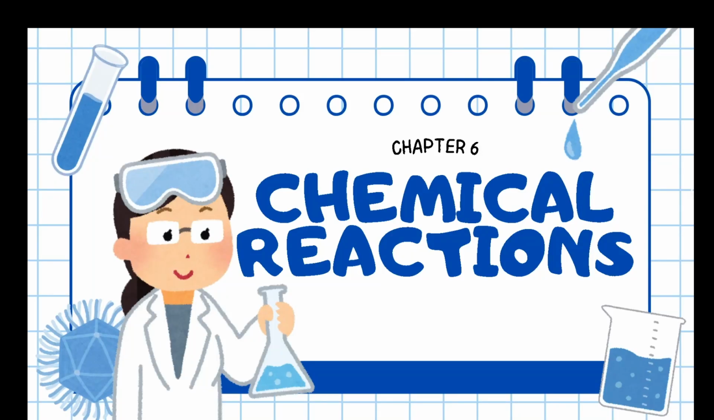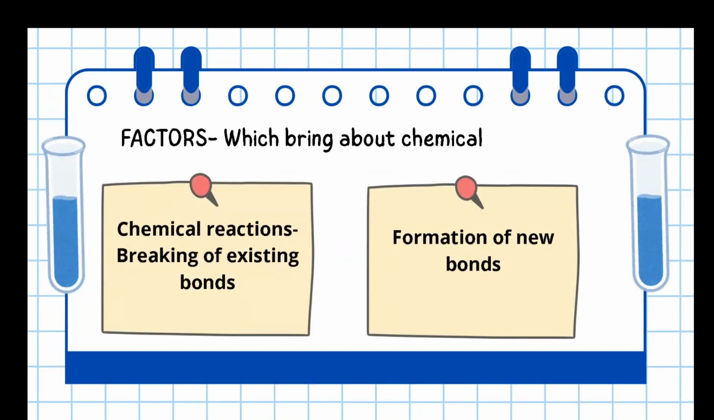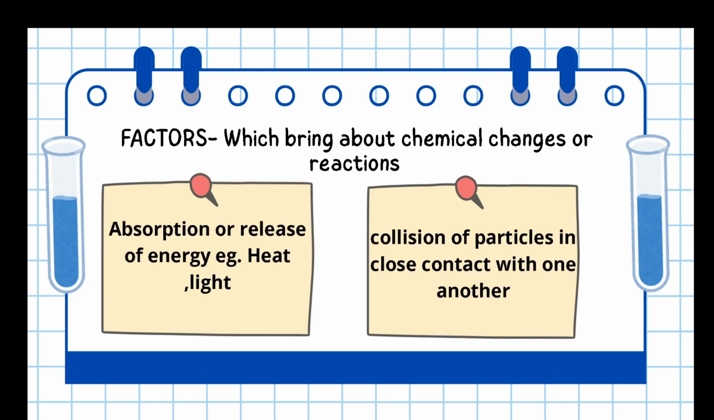In today's video, we will be discussing the factors which bring about chemical changes or reactions. As we know, whenever a chemical reaction takes place, it always involves the breaking of existing bonds and formation of new bonds. Whenever this process is happening, it always involves the absorption or release of energy, which can be in the form of heat and light.